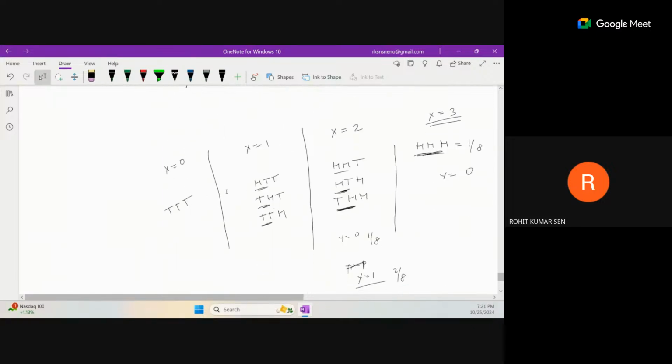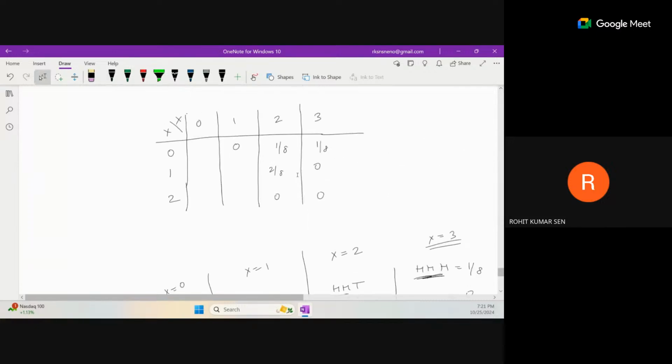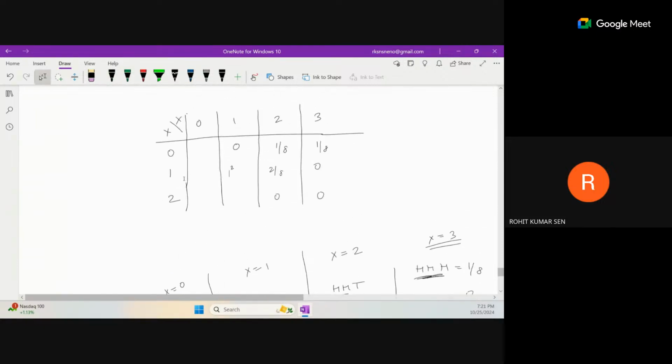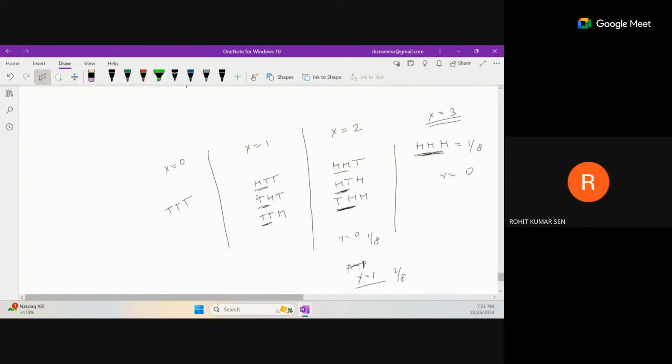Tell me X = 1, Y = 1. So I need one tail. Here I have one tail, here I have one tail. So what is it? It should be 0, no? Okay, I need one tail. It is 2 by 8. I have one tail here. You see only the first two tosses.